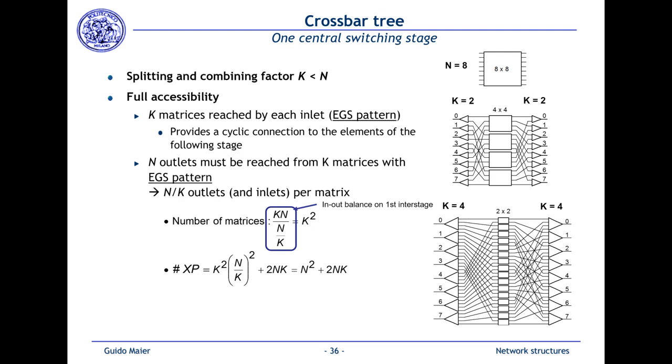So the balance is n by k, because we have n splitters and k is the splitting factor. So this is the number of outlets here. It must be equal to the number of inlets that we have here. So how many inlets do we have? We have R matrices in the central stage, that is what we want to calculate. But we know that each matrix has a size that is equal to n divided by k. Okay.